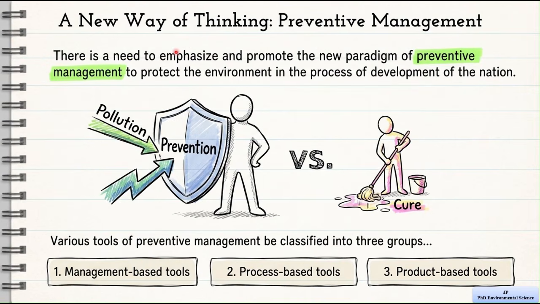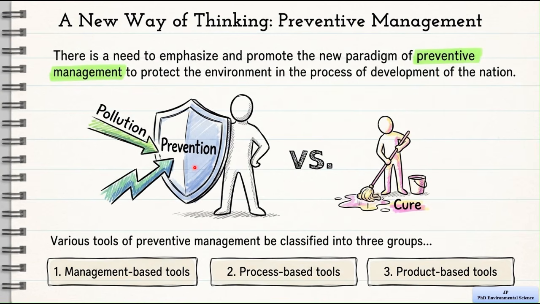So a new way of thinking, preventive management. Now what is this preventive management? It means we try to stop environmental problems before they happen instead of fixing them later. So there are two approaches. Prevention, we stop pollution before it occurs. Cure, we clean pollution after it has already happened. So the main idea is prevention is always better than cure.